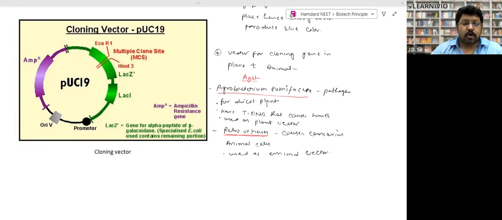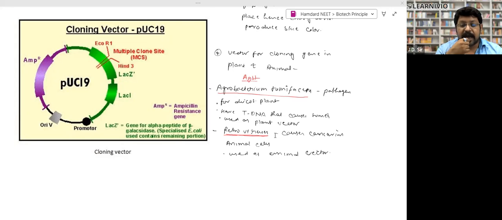Retroviruses cause cancer in animal cells. Retroviruses are viruses where the genetic material is RNA, right? The viruses which are made up of RNA plus protein, we call retroviruses. For example, HIV. This question has been asked in medical. HIV is a retrovirus. Any other example of a retrovirus? Tobacco mosaic virus. Very good. TMV is also a retrovirus, right?